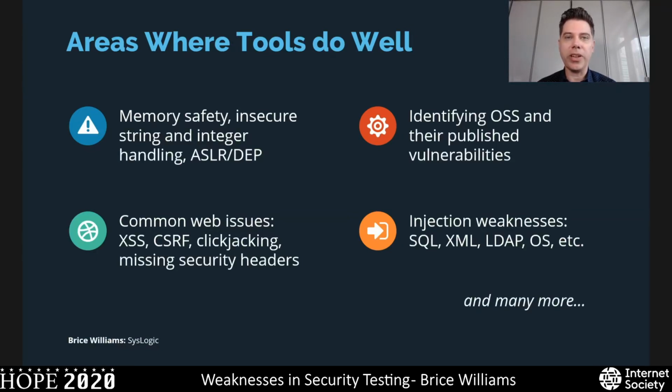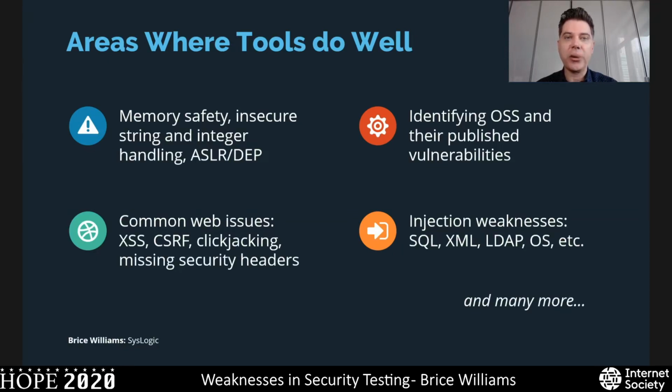Identifying open source software and their published vulnerabilities. This is where your SCA, your software composition analysis tool, is really good at creating an inventory of the libraries that are being used, letting you know if there are any published vulnerabilities in those versions, even highlighting if there are license concerns based on policies that your organization might have, something those tools do quite well. Common web issues like XSS, CSRF, clickjacking, missing security headers, these all fall into the realm where a DAST tool is really useful and can detect these sorts of items very easily right away, even with just some passive scanning in many cases.